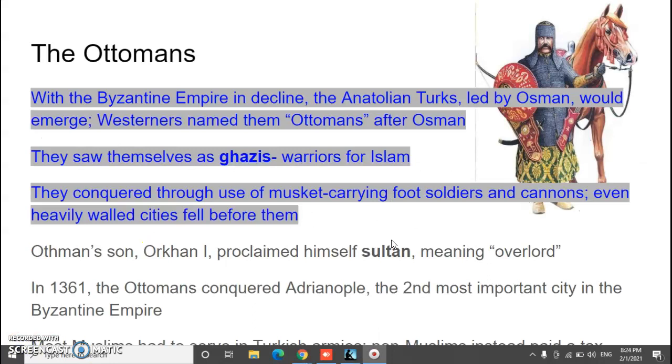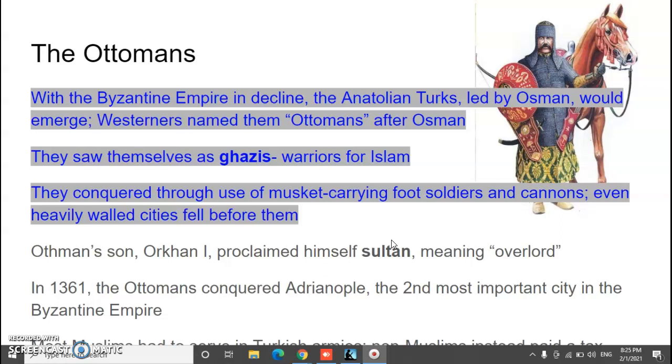Okay, so picking up, like we said, around the year 1300, the Byzantine Empire had gone into decline. This is also known as the Eastern Roman Empire. Meanwhile, the Anatolian Turks, so Turks being the group of people from Anatolia, which is where modern day Turkey is, a peninsula jutting out into the Black Sea, are led by a guy named Osman. As they emerge and grow in power, Westerners take notice and they name the entire group Ottomans after Osman. This is a nickname that is applied to them.